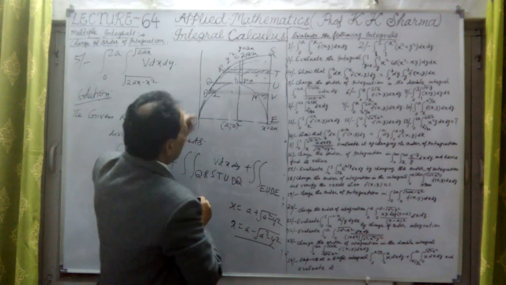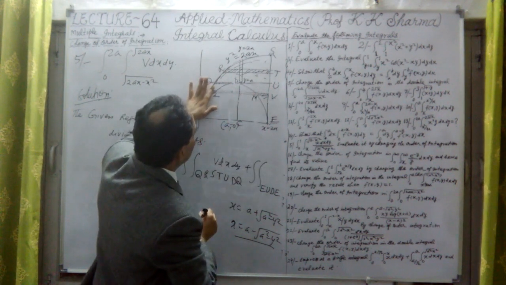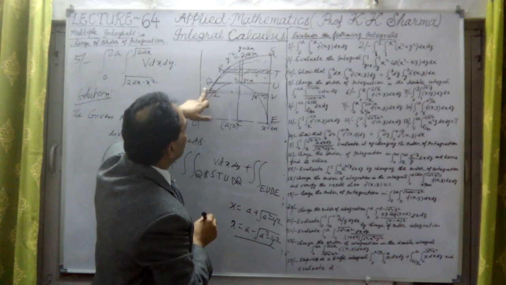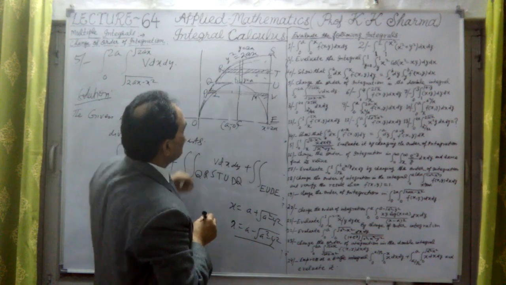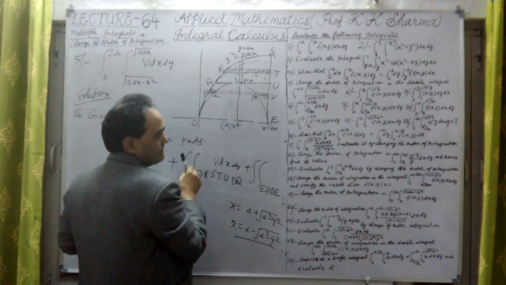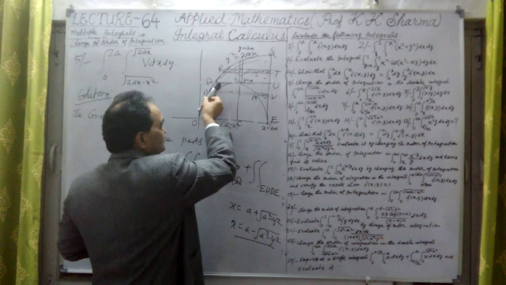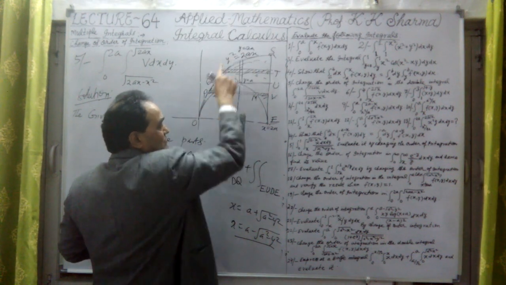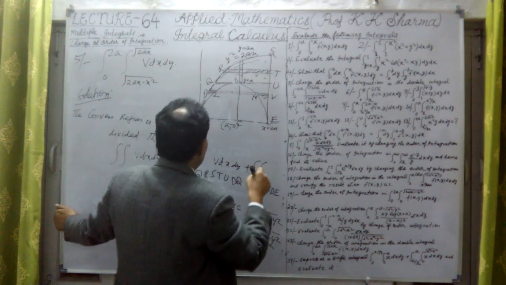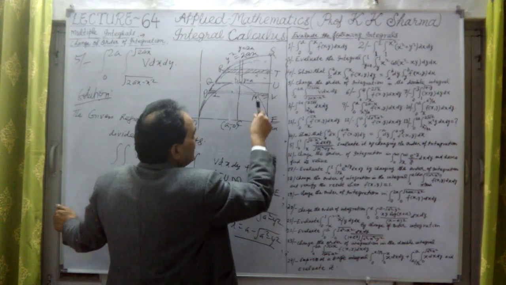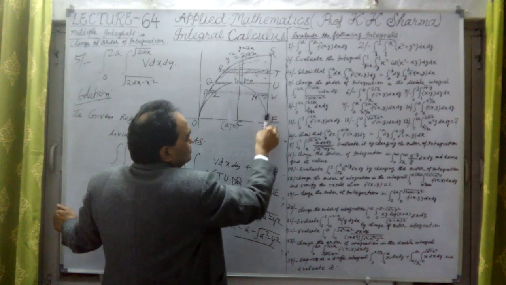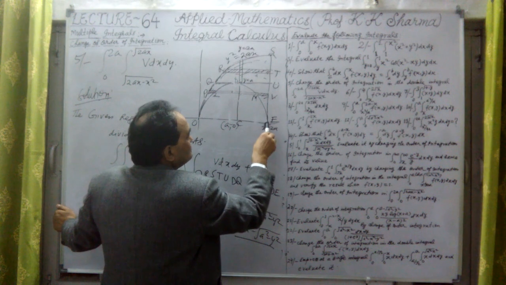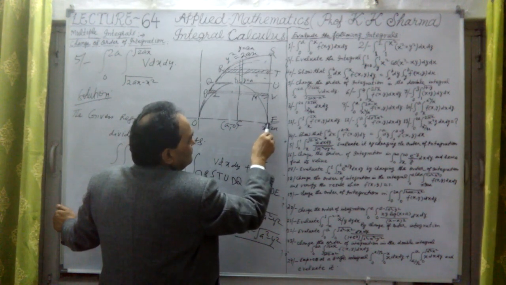But in this case, if I take this region, y equal to 0 to y equal to a at this point. The upper limit is y equal to a. The y coordinate for this region is 0 to a. Here it is a to 2a for that y coordinate. And here the y coordinate is again 0 to a. So also 0 to a here. And this is 0 here, the y coordinate. From this point we are starting.